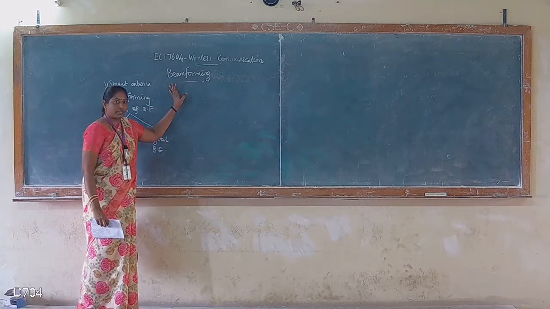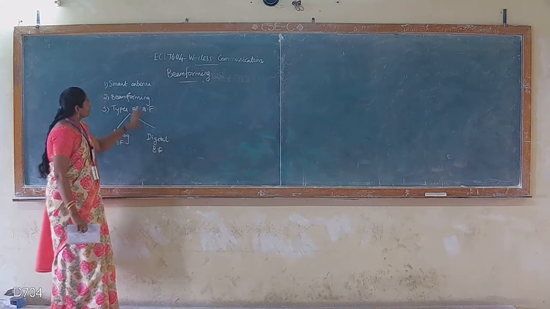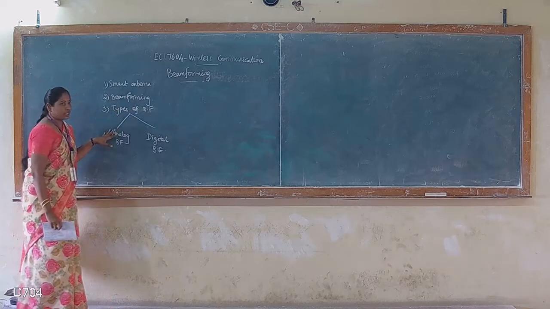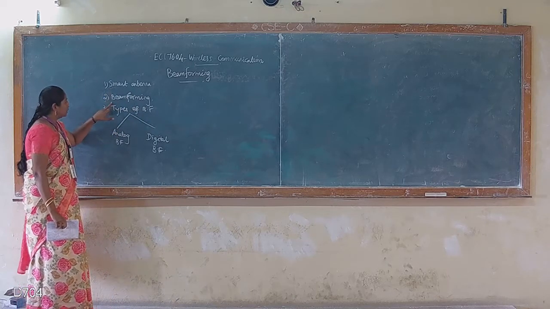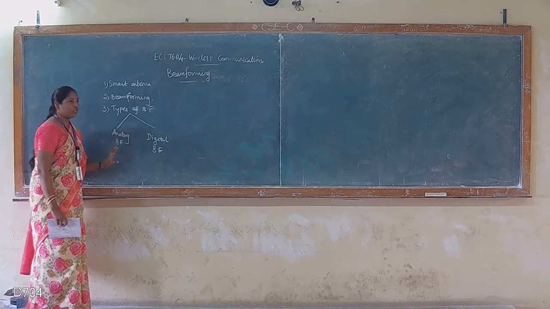So we are going to discuss the topic beamforming. It comes under MIMO. What are the subtopics we are discussing today? Smart antenna, then beamforming, types of beamforming. So what are the different types of beamforming?